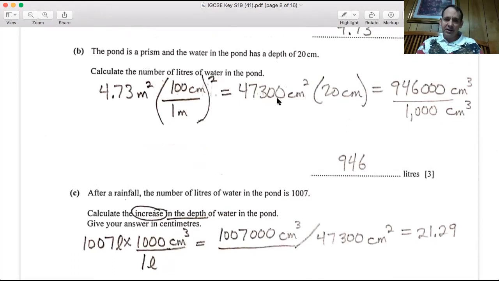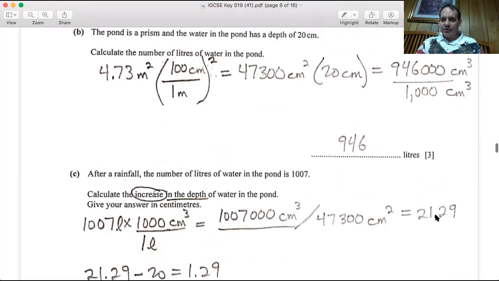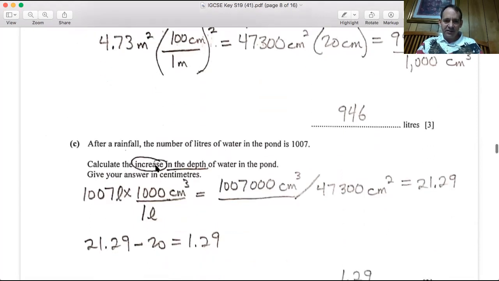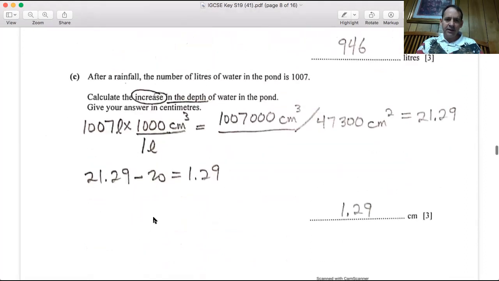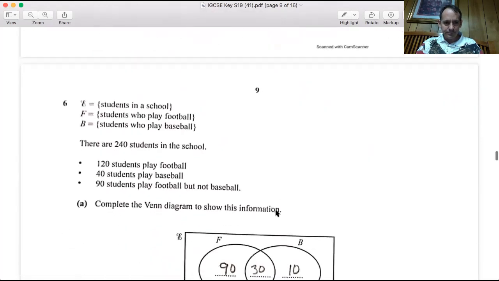So the area is still the same shape, same area. So we divide by that and it gives us our new depth of 21.29 centimeters. It wants the increase in depth. So we take the new depth minus the old depth, and we have 1.29 centimeter increase from the rainfall.